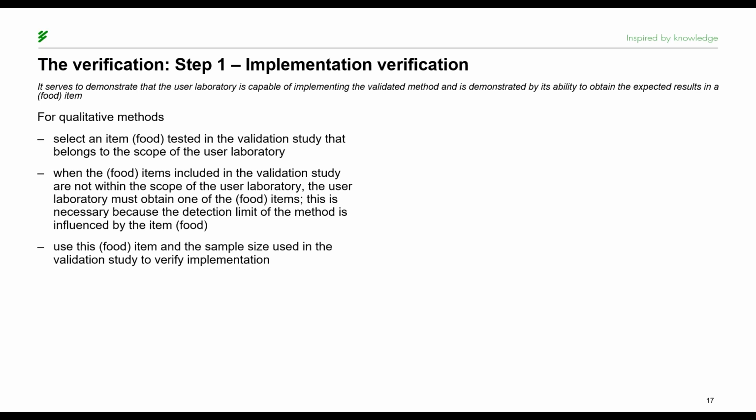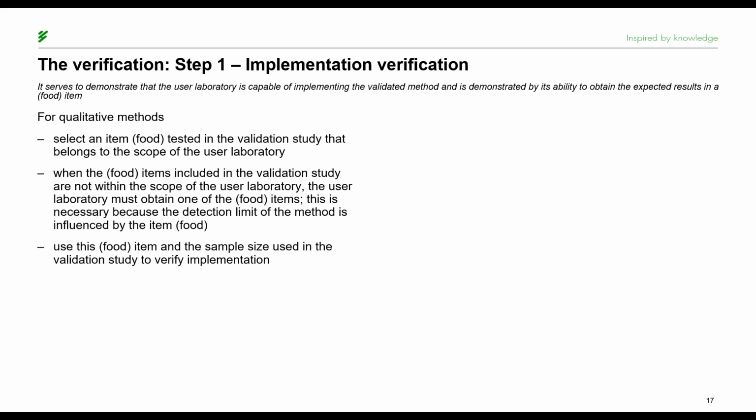So we begin with the first step, the implementation verification. Remember that an item must be selected within the scope of the validation and within the scope of the laboratory. For quantitative methods, a difficult item is selected that is within the scope of the validation, even though it has not been tested during the validation.